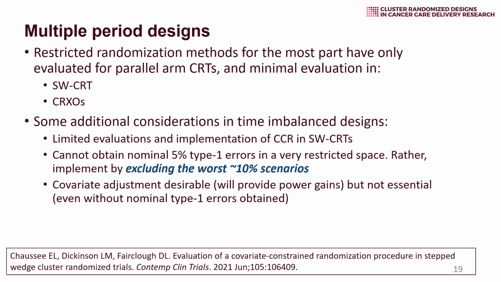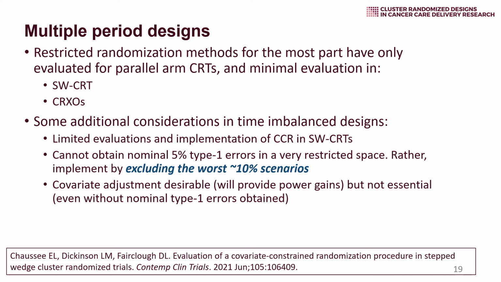Now, one final word about multiple period designs. The restricted methods of randomization that we have considered so far have mostly only been evaluated in parallel arm cluster trials, and there's been very minimal evaluation of these methods in stepped-wedge trials and cluster crossover designs. There are some added complexities in these time imbalance designs. There are limited evaluations of covariate constrained randomization in stepped-wedge trials. And those that have evaluated it in these settings have identified that it's not possible to obtain the nominal 5% type 1 error rates in a very restricted space.